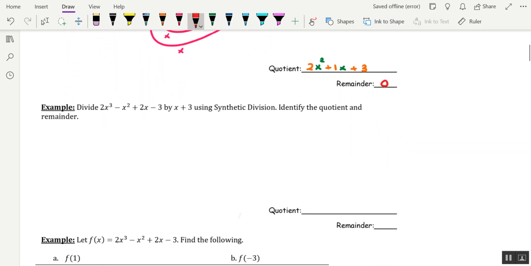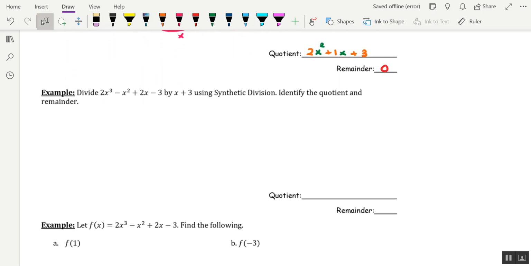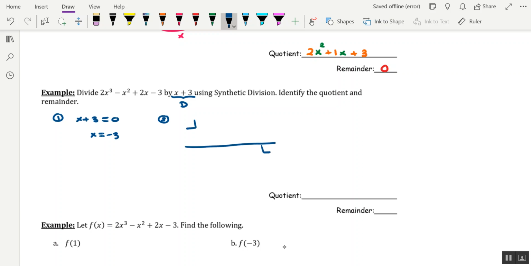And that's it for that problem. Let's do another example. Same dividend but different divisor. Okay, this time our divisor is x plus 3. The first step is to take x plus 3, set it equal to 0, and solve for x. We get negative 3. And now we'll set up the synthetic division apparatus. We'll take negative 3 and put it in that first half box. And then the coefficients, 2, negative 1, 2, and negative 3 again. Spread that out a little bit more.